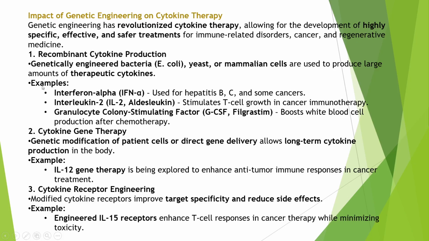Example, your interferon alpha, that is used for hepatitis B, C, and also in cancers. Then your interleukin 2, which stimulates T cell growth in cancer immunotherapy. Then your GCSF, that is your granulocyte colony stimulating factor. This boosts the white blood cell production after chemotherapy. So in chemotherapy, along with your cancerous cell destruction, your self cell destruction, and mainly your immune cell destruction also occurs. So all these treatments can also be given.